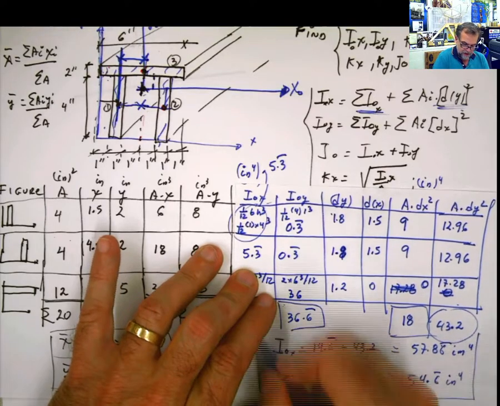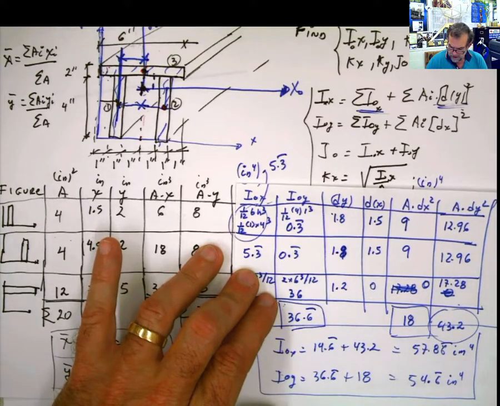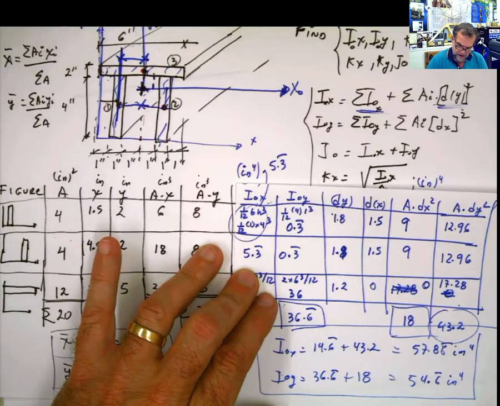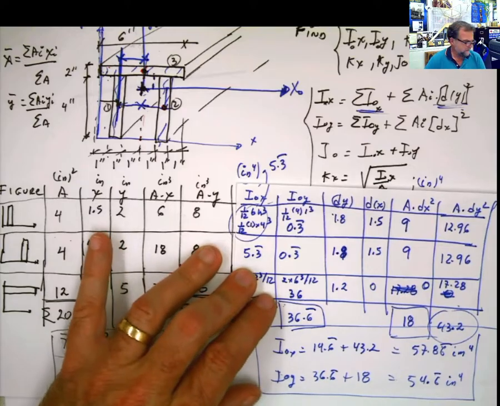This is just Ix and Iy. I hope that this is correct. Let me check it just in case. Yeah, 57.866666. Good. And the other one, of course, is 54.6. Okay, these are the values for this problem.